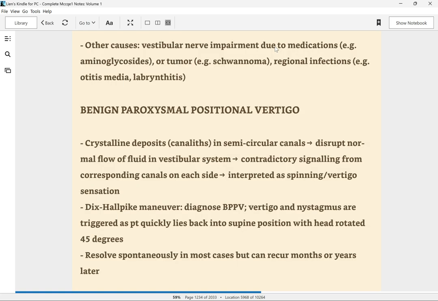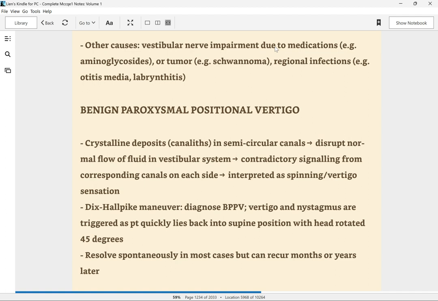Vertigo. Other causes: vestibular nerve impairment due to medications, e.g. aminoglycosides, or tumor, e.g. schwannoma; regional infections, e.g. otitis media, labyrinthitis. Benign paroxysmal positional vertigo: crystalline deposits, canaliths, in semicircular canals disrupt normal flow of fluid in the vestibular system, leading to contradictory signaling from corresponding canals on each side, interpreted as a spinning/vertigo sensation.